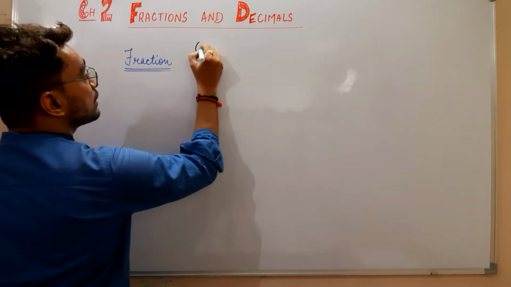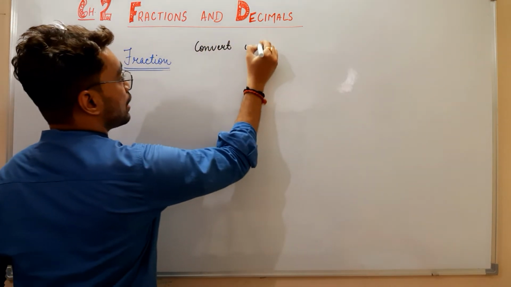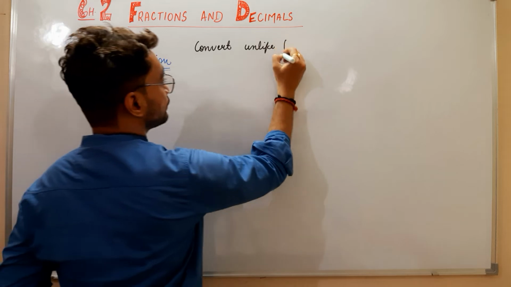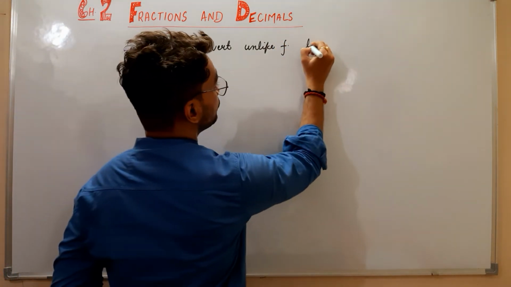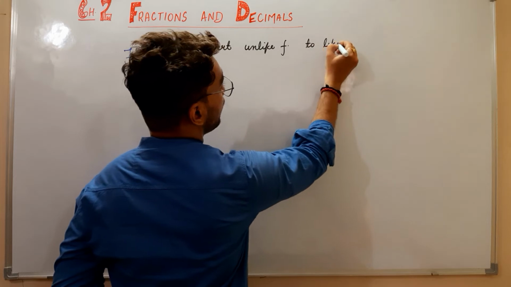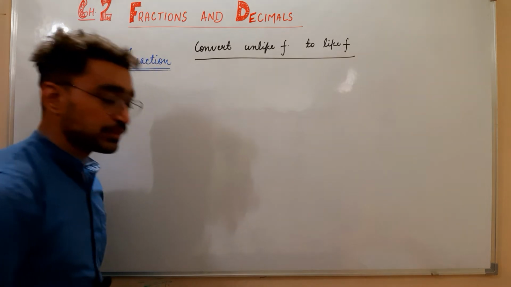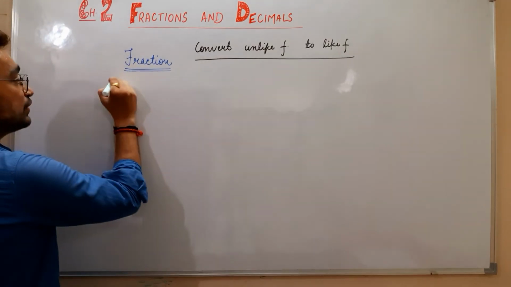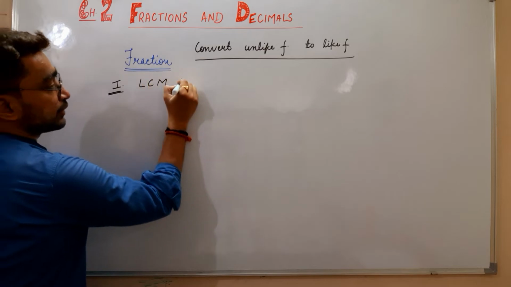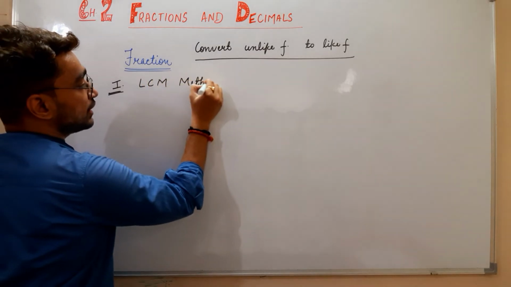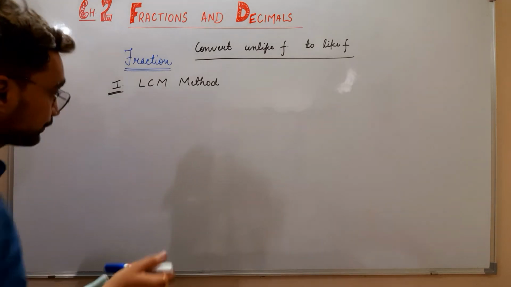Our heading is convert unlike fraction to like fraction. I'm just writing F, that means fraction. How to convert unlike to like? There are two ways. The first way is actually the LCM method. Let us see how to do it.